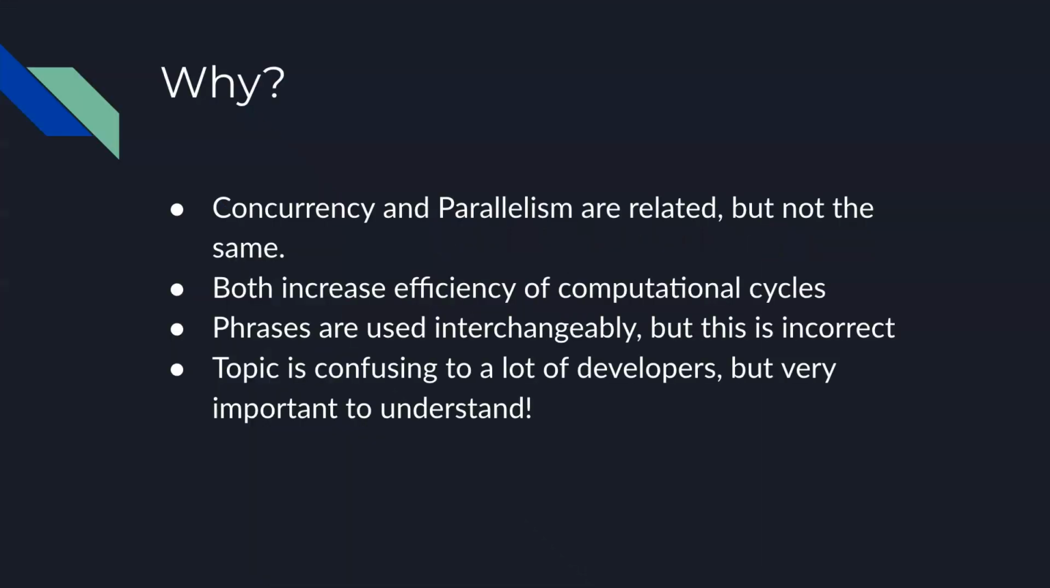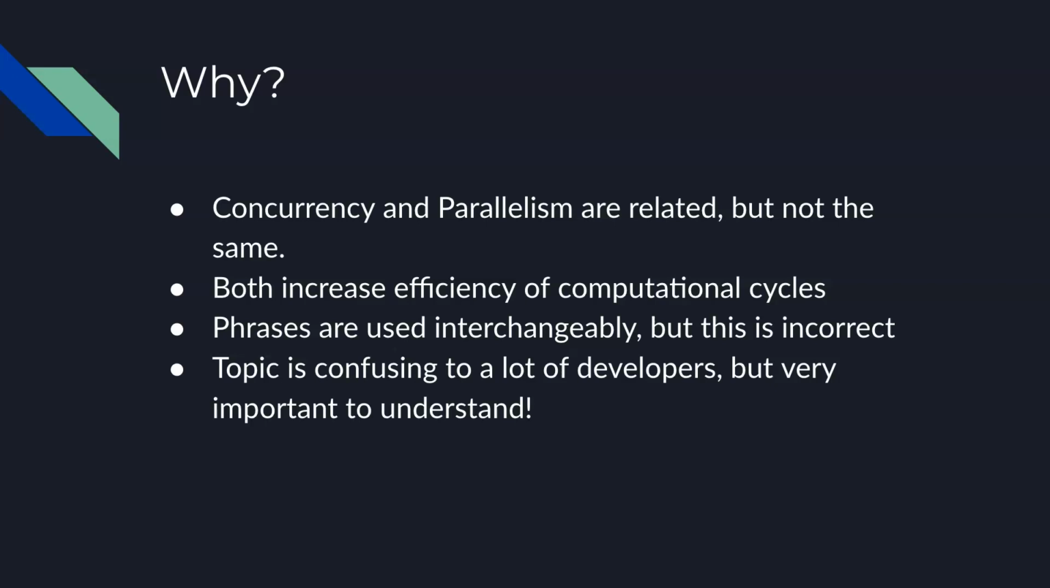So, why do we care? Well, concurrency and parallelism are very related to each other, but they are not the same thing. I see a lot of cases where people mix the two terms up and use them interchangeably when they really shouldn't, okay? Both of these methods increase the efficiency of computational cycles. They make things run a lot more smoothly, and they allow you to do multiple things at the same time. However, as I said, they are used interchangeably.